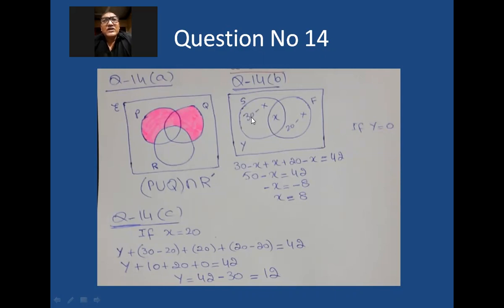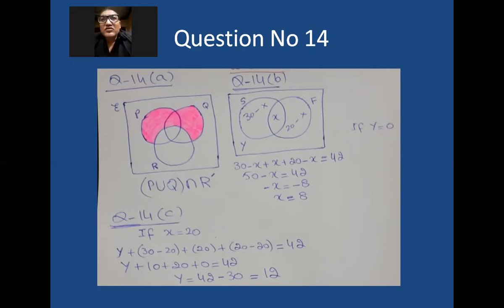So only Spanish people will be 30 minus X. The people who speak French are 20 total. The X is already written here, so only French people will be 20 minus X. These are the people who do not speak anything. Suppose they are 0. So the sum of these three numbers should be equal to 42, the total people.